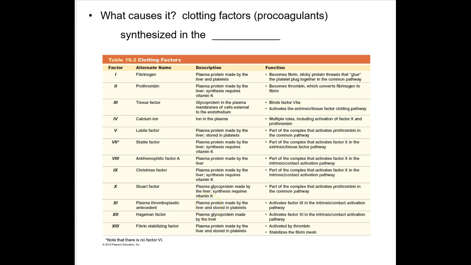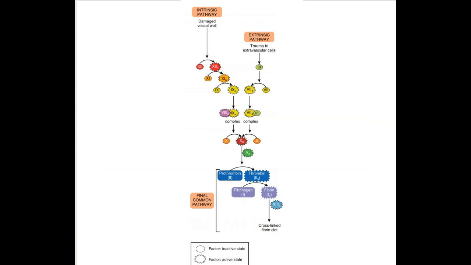Now, a lot of them are made in an inactive form, and they need to be activated. So the way that they're shown if they're activated, notice all the Roman numerals. Whenever you see the letter A, they kept that part simple. A means activated. So when factor 12 becomes factor 12A, it became activated. Now it's in the active state and it's doing something. And it's kind of like a domino effect. As they get activated, one triggers the next, which triggers the next, which triggers the next.